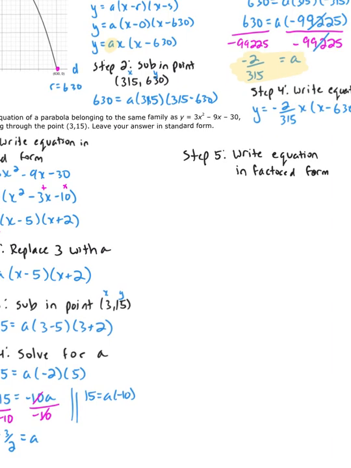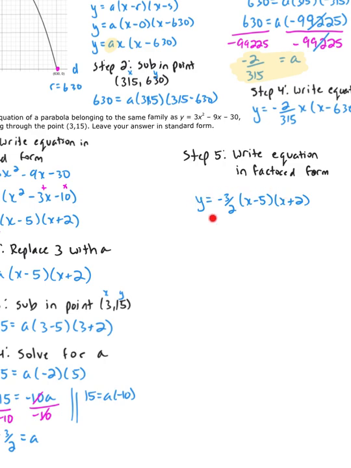So now in step 5, we are going to take that a value and substitute it into the equation. So we get negative 3 over 2, x minus 5, x plus 2. So this is now the equation of this specific family member. So we took the factors or the x-intercepts from the first family member, and then we took a point that our specific family member goes through, and we were able to find the specific a value.